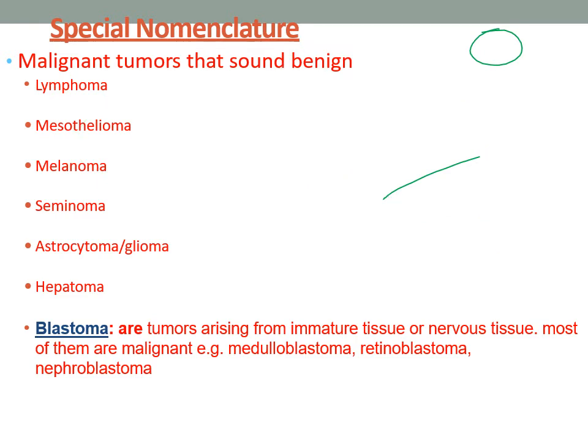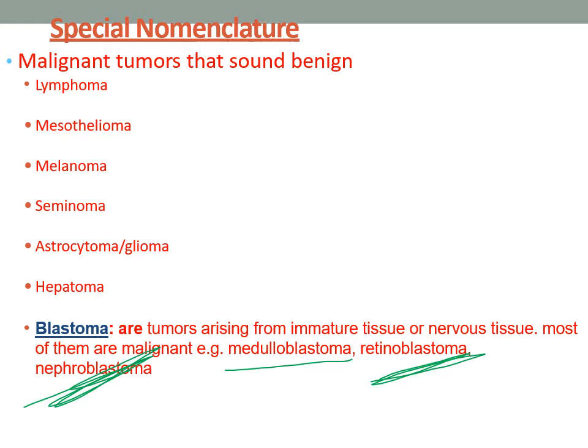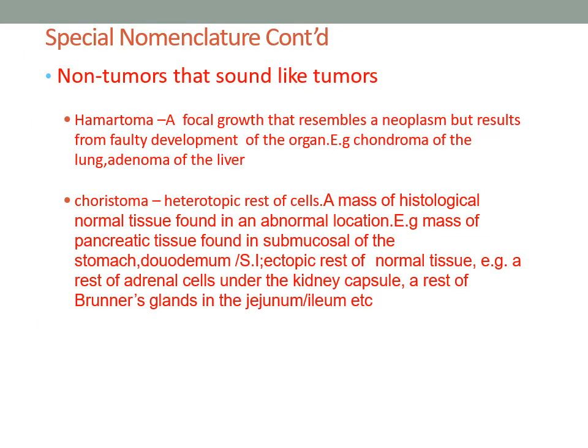For example, when we have a malignancy of immature cells of the nervous system, we have medulloblastoma. When we have a malignancy of immature cells of the retina, that is retinoblastoma. When we have a malignancy of immature cells in the nephron, that is nephroblastoma. So that is blastoma, the naming for tumors composed of immature cells.